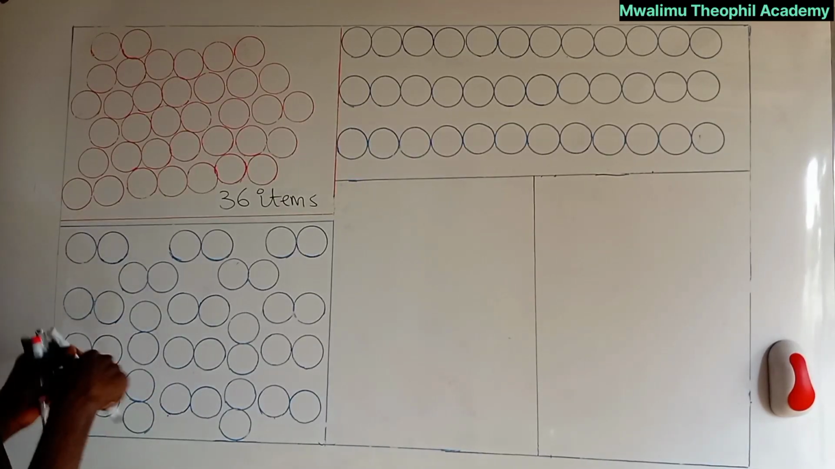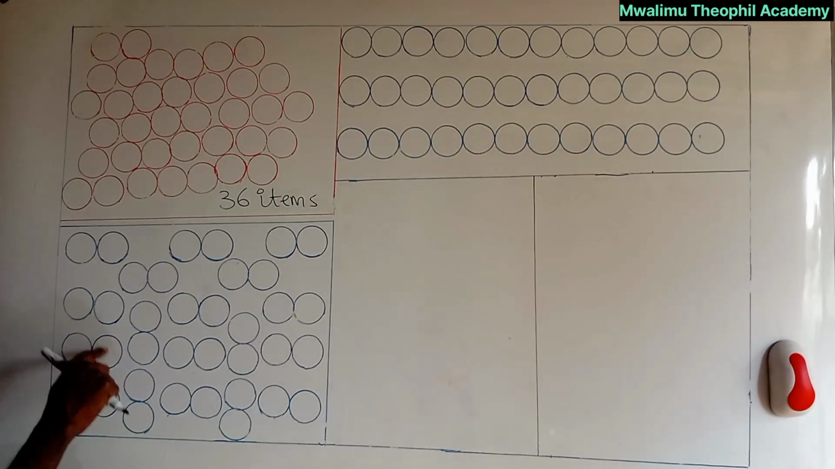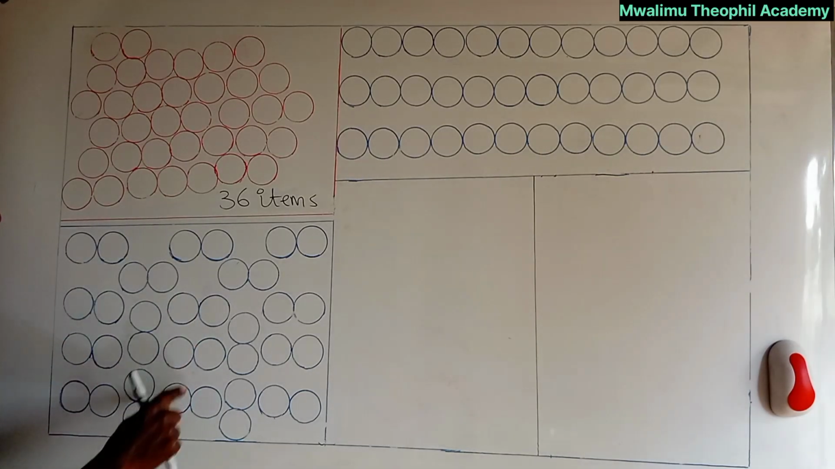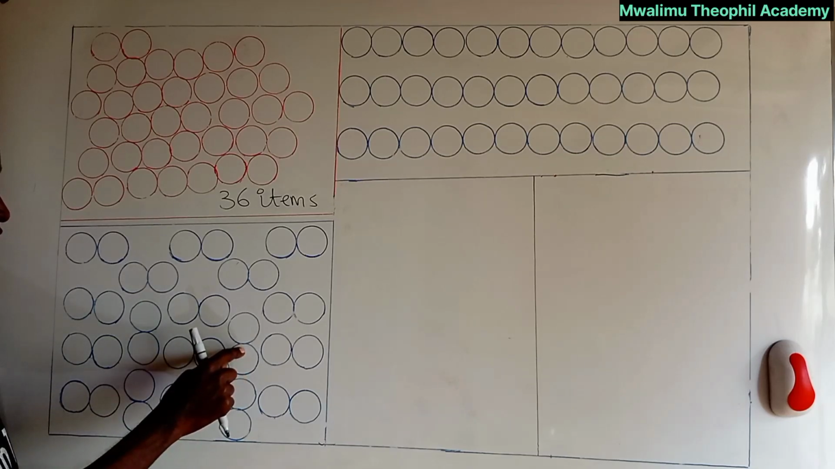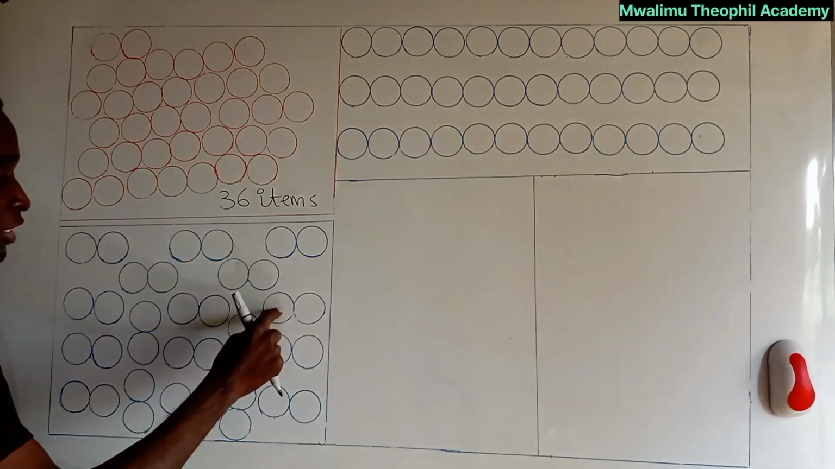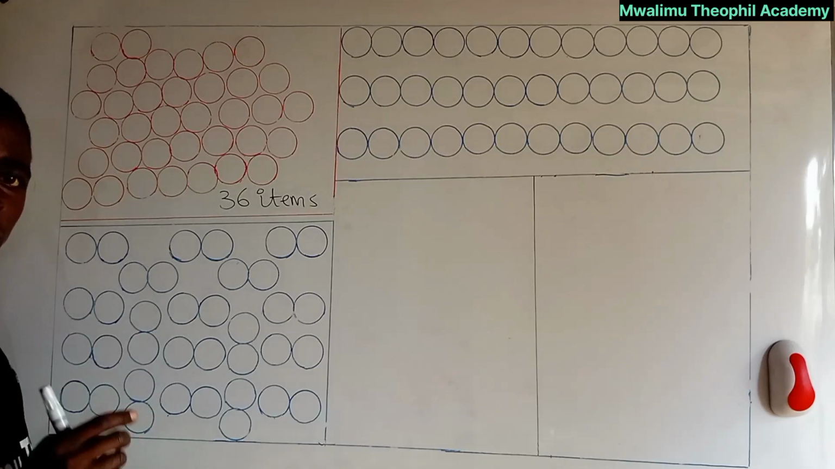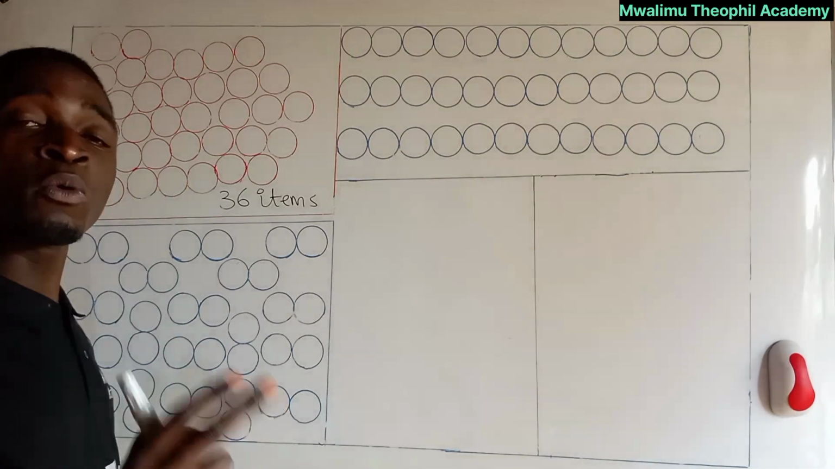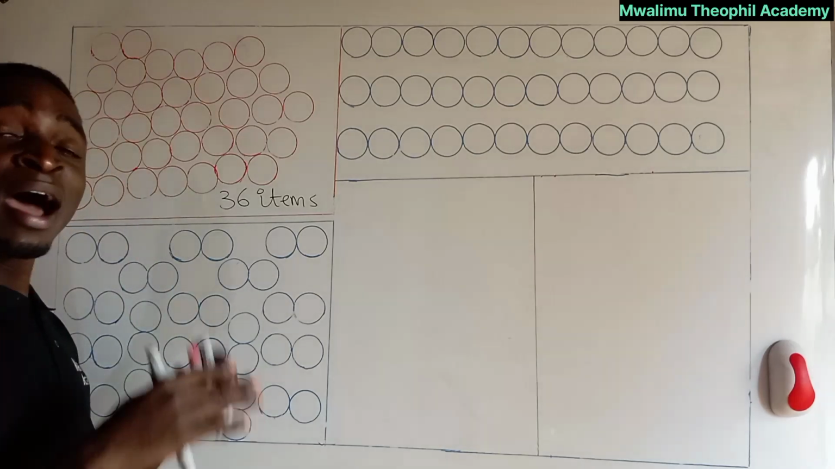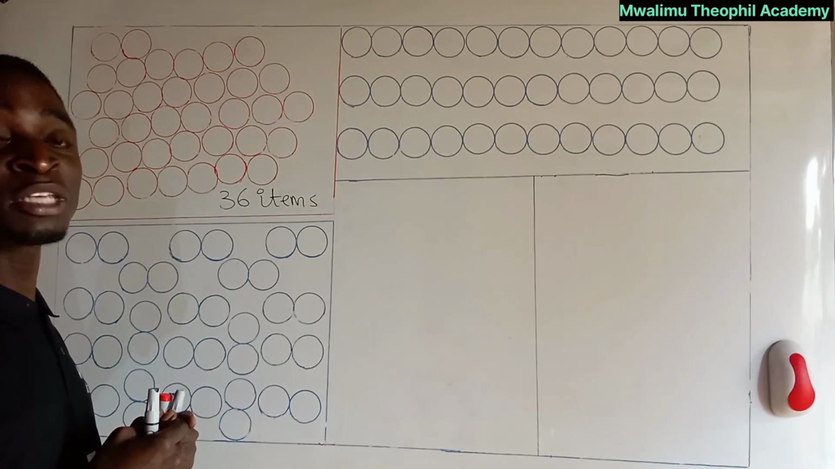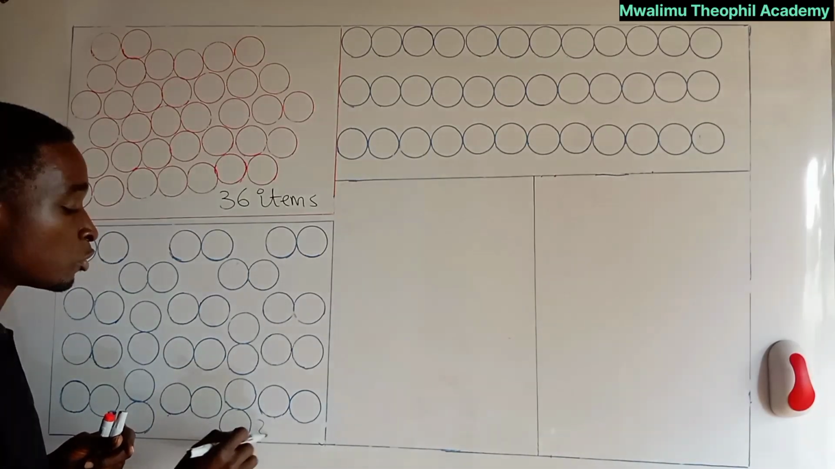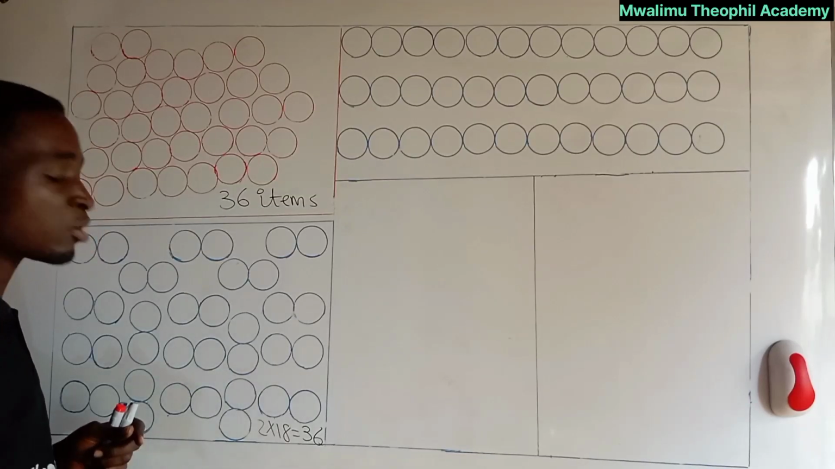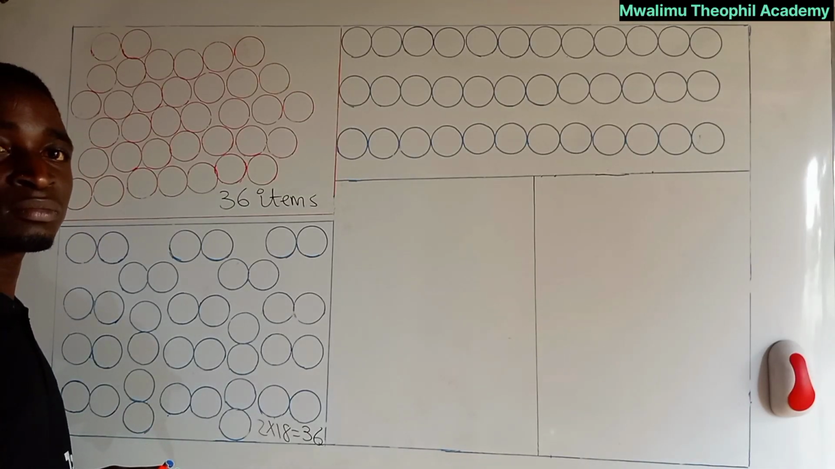We have 1, 2, 3, 4, 5, 6, 7, 8, 9, 10, 11, 12, 13, 14, 15, 16, 17, 18. So we have 18 groups, and in each group we have 2 items. So how many items? We have 2 times 18, which is the same, 36. So also we have 36 items.